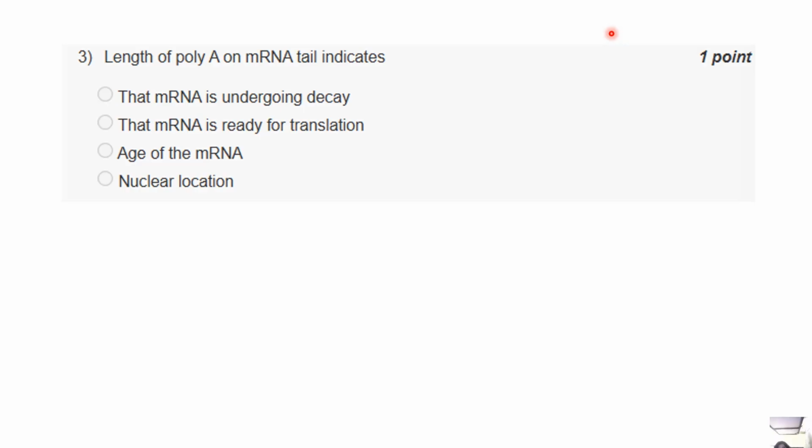So, the length of the poly-A tail on mRNA indicates the age of the mRNA.